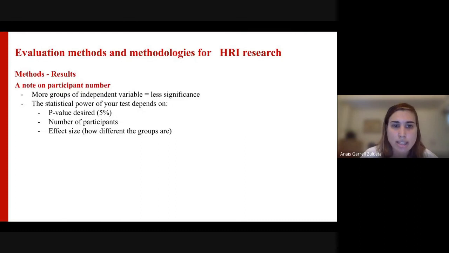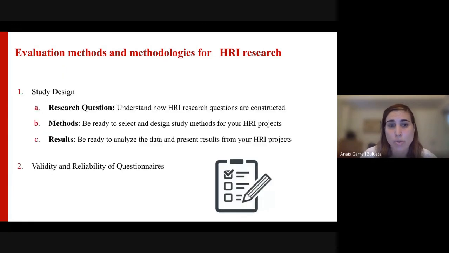Just some notes: as I said, be careful with the p-value. We always want a p-value lower than 5%. The more groups of the independent variable, the less significant, which means that you need more and more participants, and the effect size, how different your groups are. So I think I just have 5 minutes.